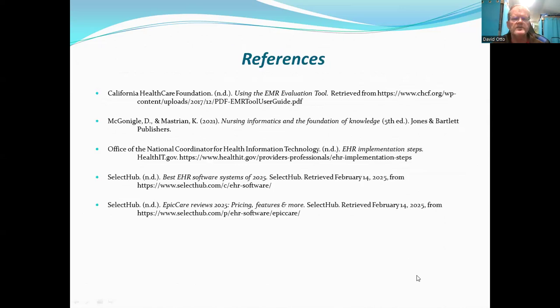And here are the references. I will allow the camera or program to record these 5 references. Please do note that the last 2 seem to be the same, but they're actually different web pages on the same source. So those are listed separately.